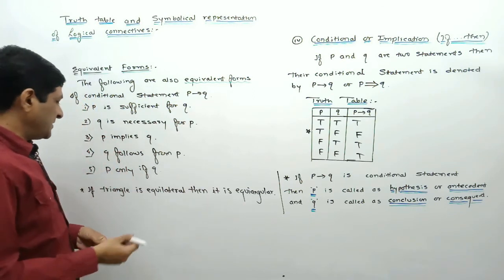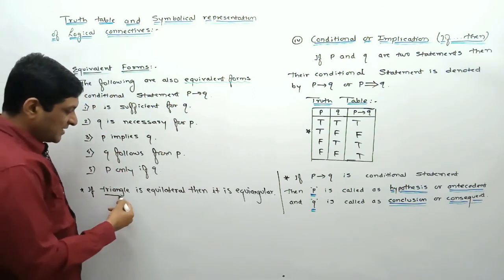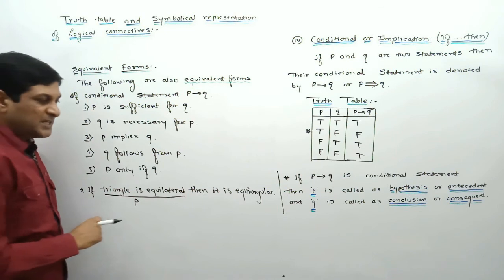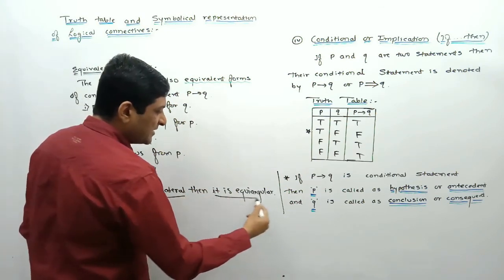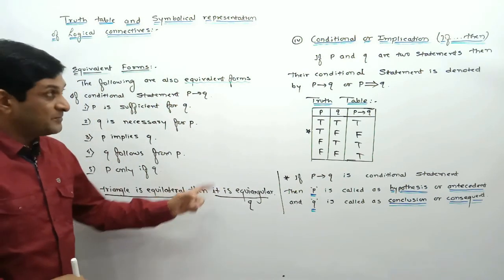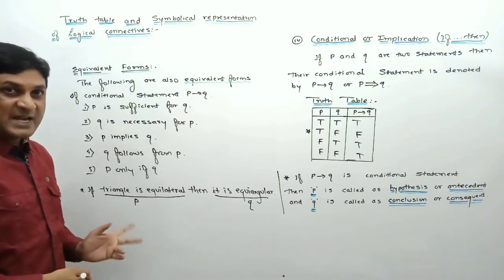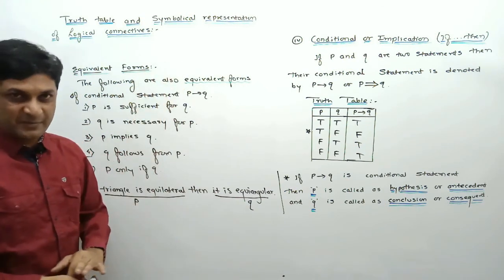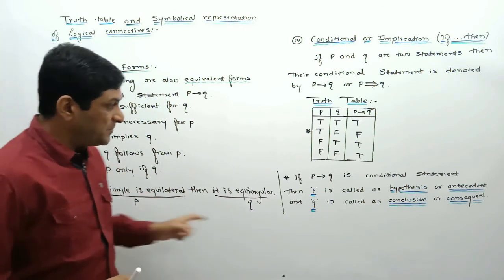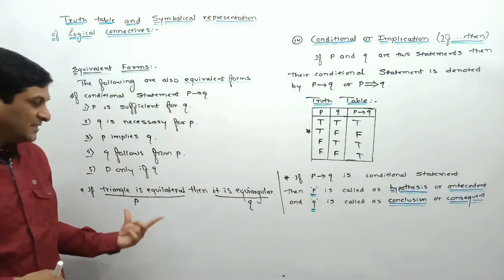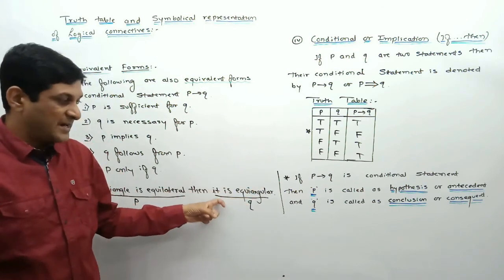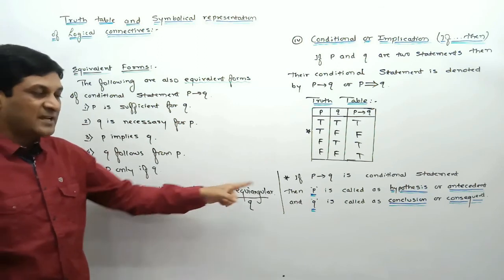Just consider one example. If a triangle is equilateral, then the triangle is equiangular. The part after if, let us consider it as P, and the part after then, let us denote by Q. Here, which logical connective appears? If-then. So this statement is called a conditional statement. The first part, denoted by P, is called the hypothesis or antecedent. Here the hypothesis or antecedent means the triangle is equilateral, and Q, the second part, means the triangle is equiangular.